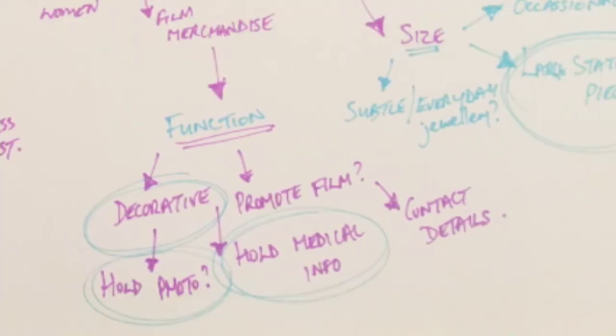What's the function of your product? Well, we know that jewellery is generally a decorative item, but it can have other functions. For example, a locket holds a photo, or some jewellery holds medical information or contact details. There are other functions that jewellery can have beyond just looking nice. It might be to promote a film. It might be considered merchandise, for example, so its function is not only to be decorative, but also to promote the film. What other ways can you think of as alternative functions for jewellery? Maybe you can think of a completely new idea.